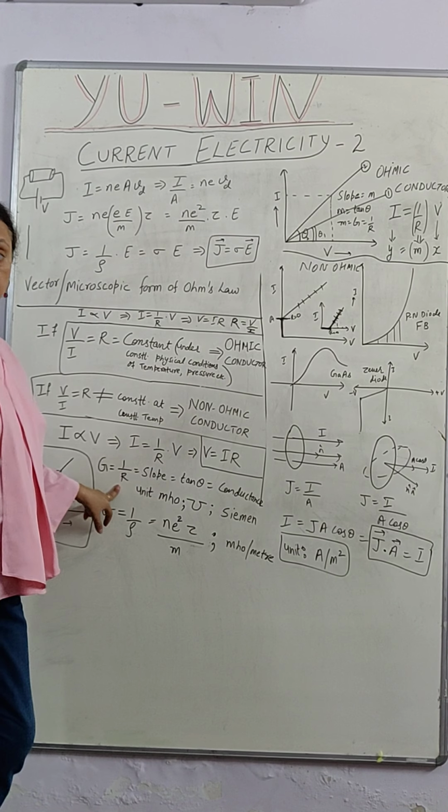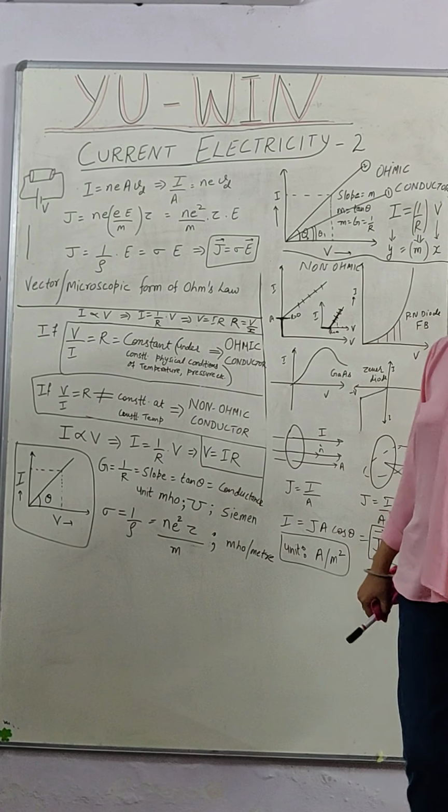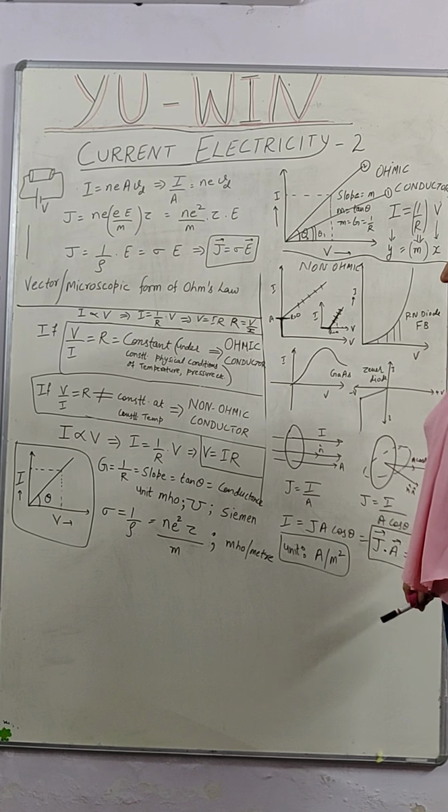And what is the resistance? We already know that the physical meaning of resistance is obstruction to the flow of current. And where does that obstruction come from?